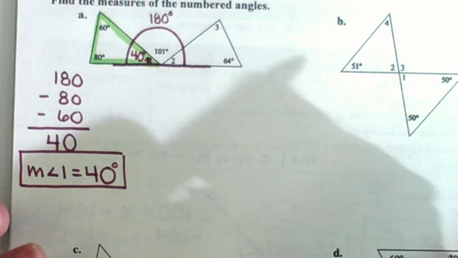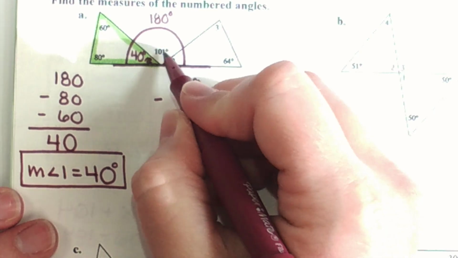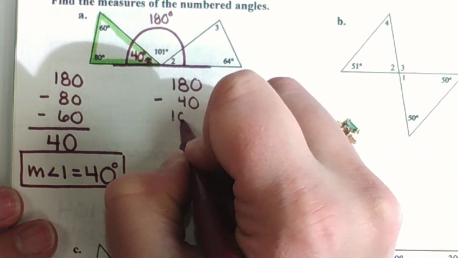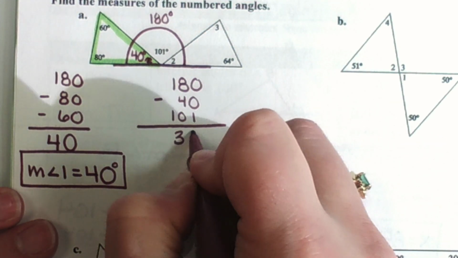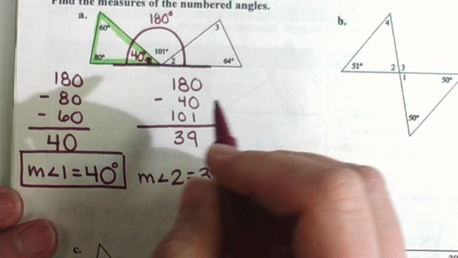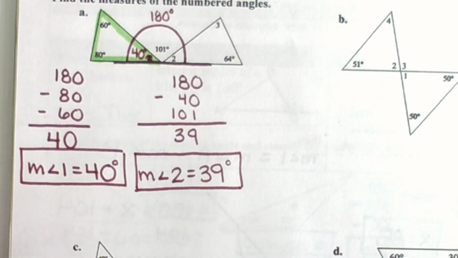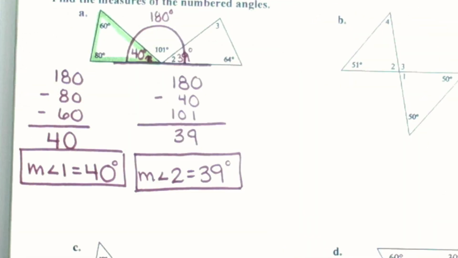Not 40. 180 minus the parts of it I know will give me the part I don't know. So what? Minus 40, and minus 101. 39. Not bad. That's the measure of angle 2. I don't think so, but I don't actually know the answer to it off the top of my head. Shouldn't be jumping the gun. Okay. This is now a 39-degree angle. I just found it.